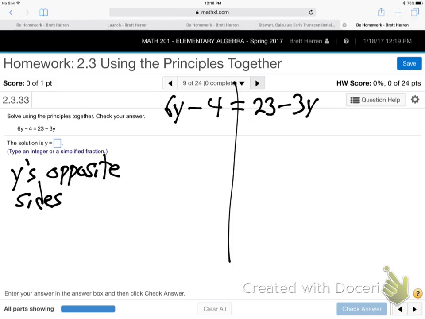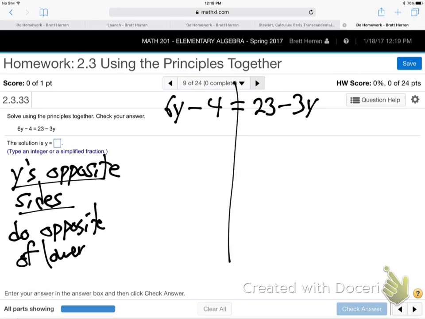I can't add that 6 and minus 3. They're not together, are they? See how the 6y and the minus 3y are separated? They're on opposite sides. So what do you do when you have the letters on opposite sides? You do the opposite of the lower one. Really, it's either one, but I'll just say the lower one.